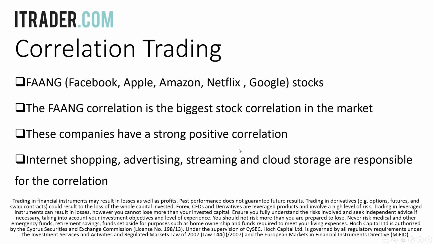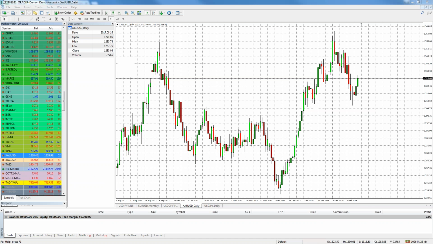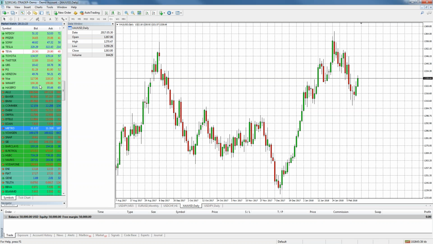They have great reports in the past few seasons, and that's because they're all based on the same thing. Internet shopping, advertising, streaming, and cloud storage are responsible for the correlation. So all of them. If you take these five stocks, let's take a look.